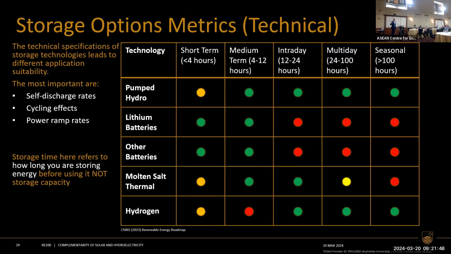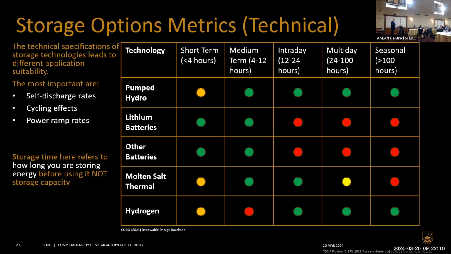These traffic lights are primarily informed by self-discharge rates. You know, when you charge your phone, you don't use it, but you come back a few hours later and it's dropped 10%. That's self-discharge. Lithium batteries have a high self-discharge rate. Pumped hydro has a very low self-discharge rate.